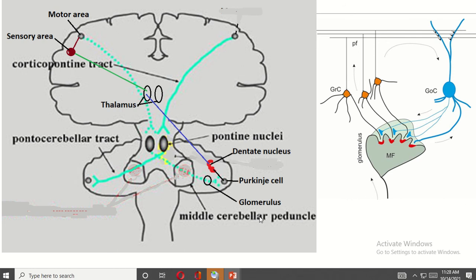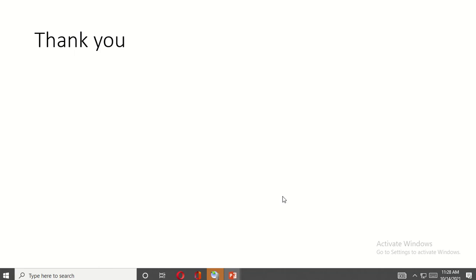So the cerebellum functions this way, and the role of the glomerulus in this function, I discussed the role of the glomerulus in the functioning of the cerebellum. So this is all about the glomerulus of the cerebellum.